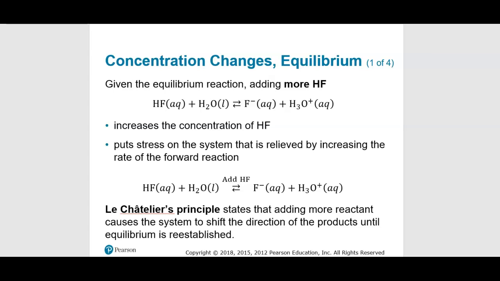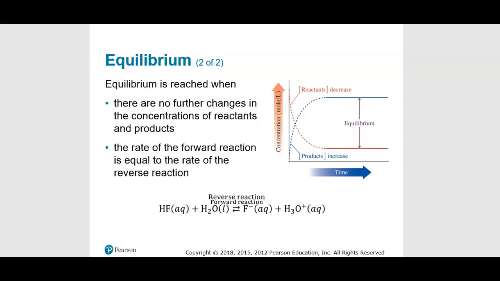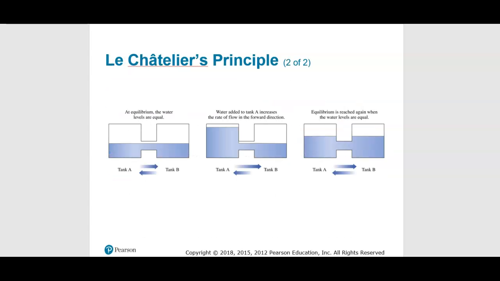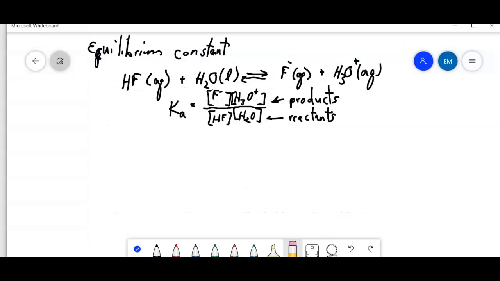So we mentioned this. This is the kind of situation where that equation I showed you would help. Given the equation, adding more hydrogen fluoride increases the concentration of the hydrogen fluoride. So it's going to put a stress on the system that's relieved by increasing the rate of the forward reaction. So let's go back here. Oops, wait a minute. No, I don't have to do that. I have that on the whiteboard. I can go to the whiteboard. I forgot. Okay, you see the whiteboard.